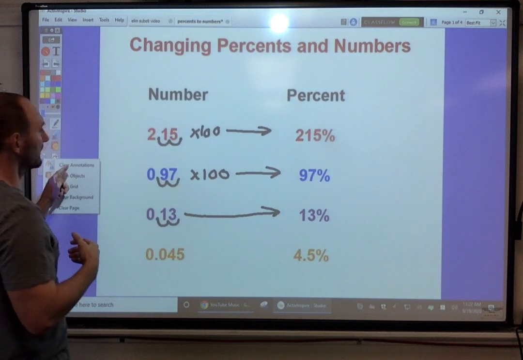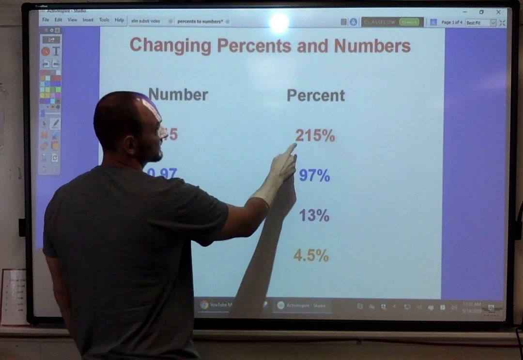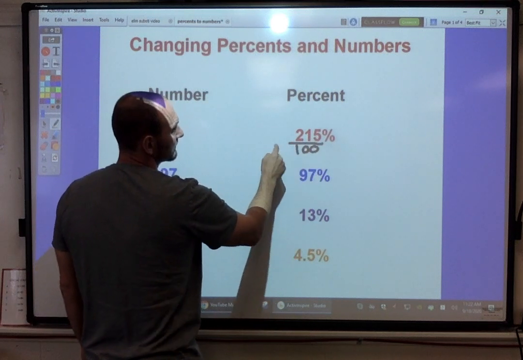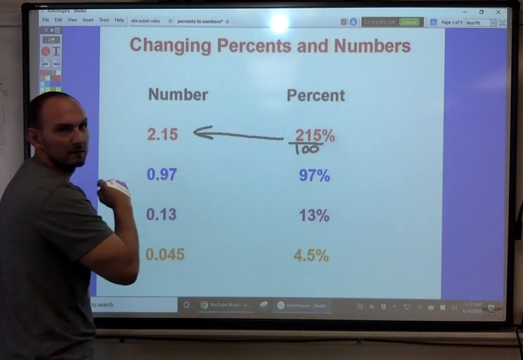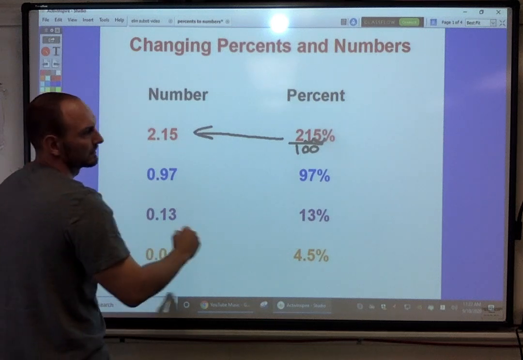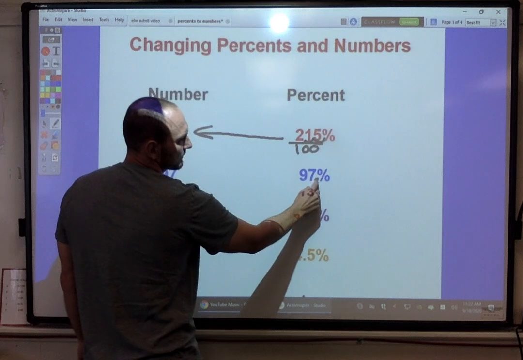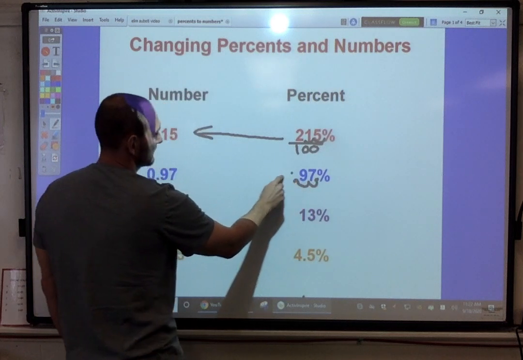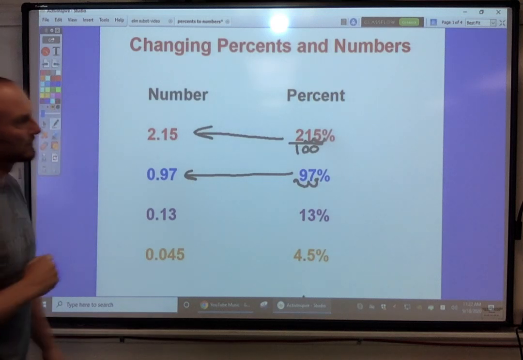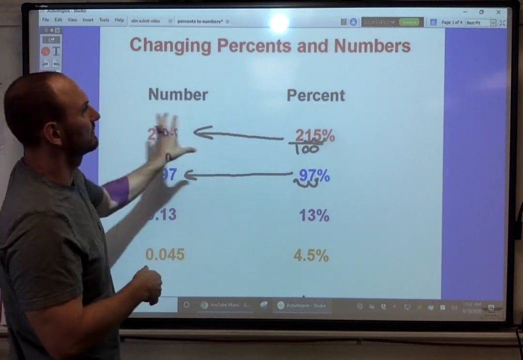So if we want to do the opposite now and come the other way, we're just going to do the opposite. So take our percent and divide it by 100, and we will get that. So in essence, we're moving that decimal 2 places to the left this time. Since it's a whole number, the decimal is right there, and we move it 2 places to the left, and then we get 0.97. So that's pretty much the trick. Move it 2 decimal places to the right, to the left. You just got to remember which to which.